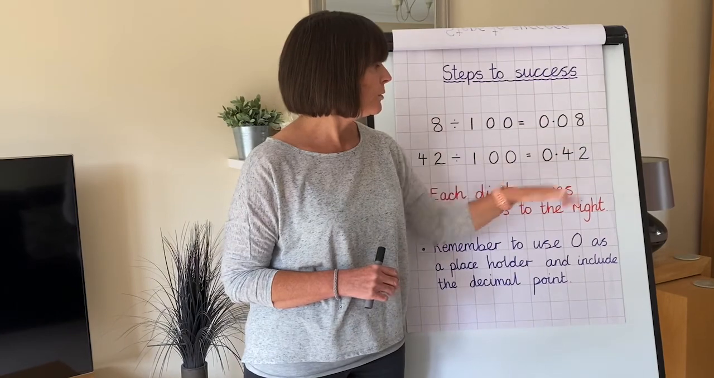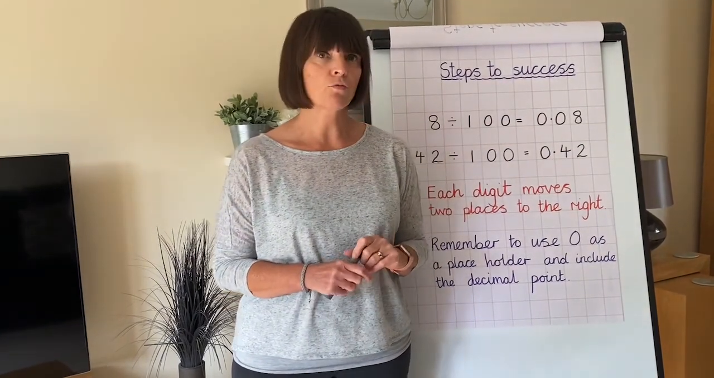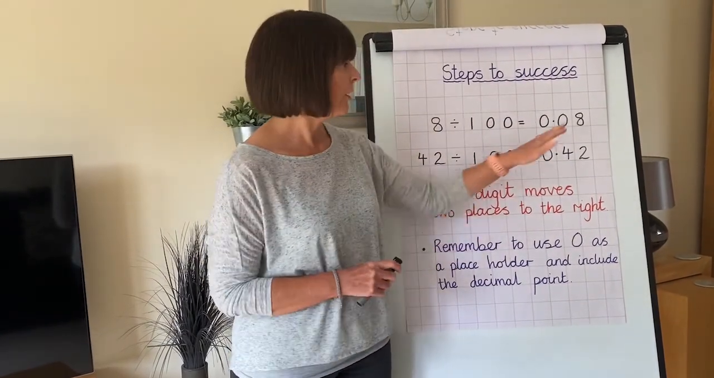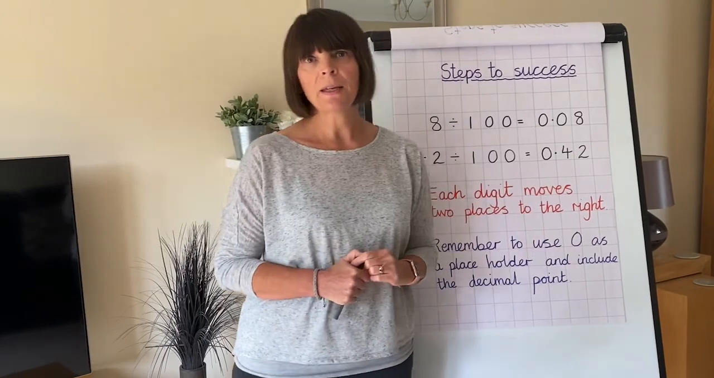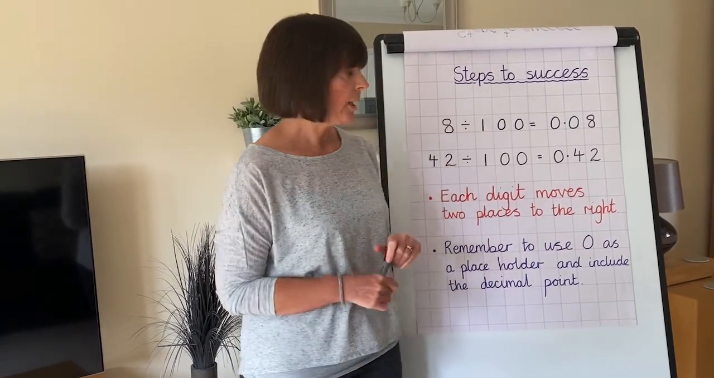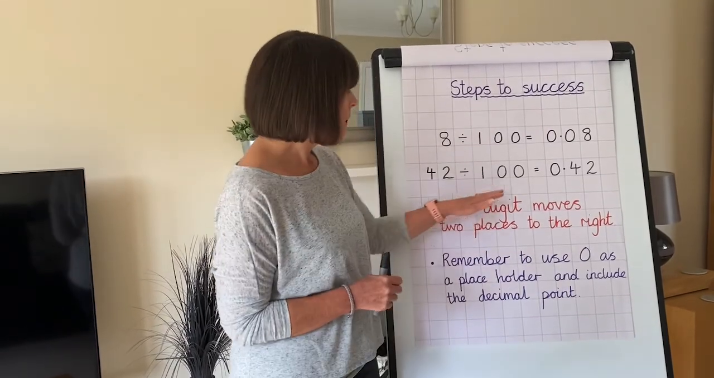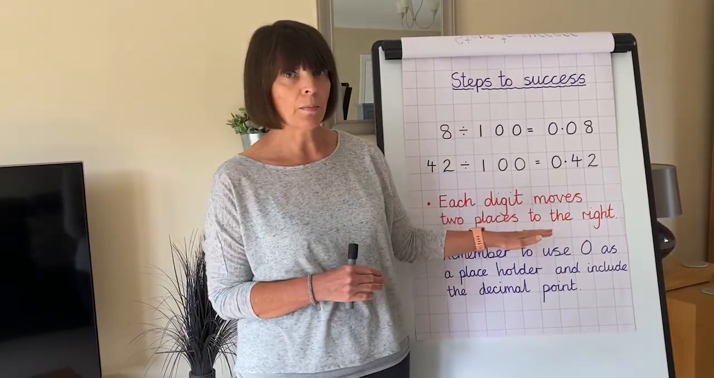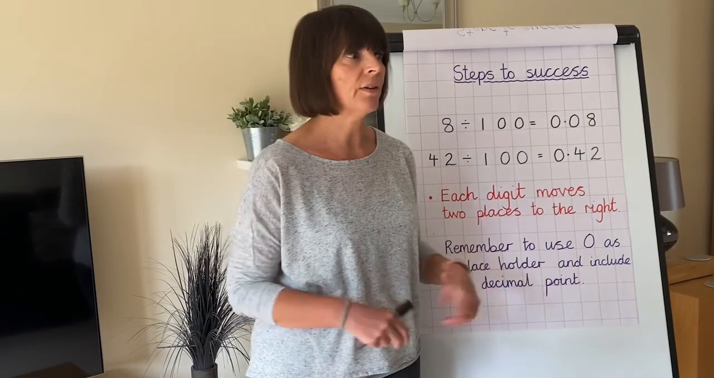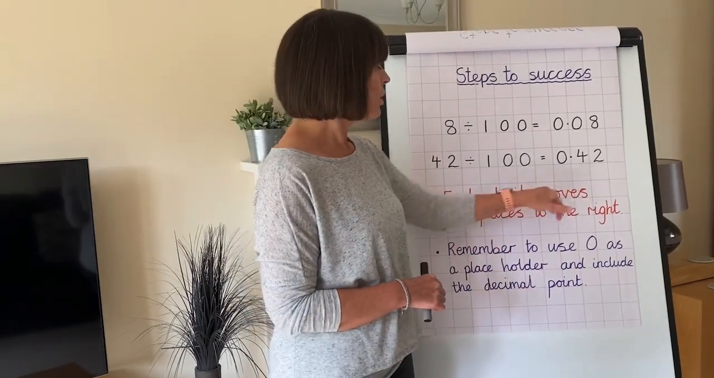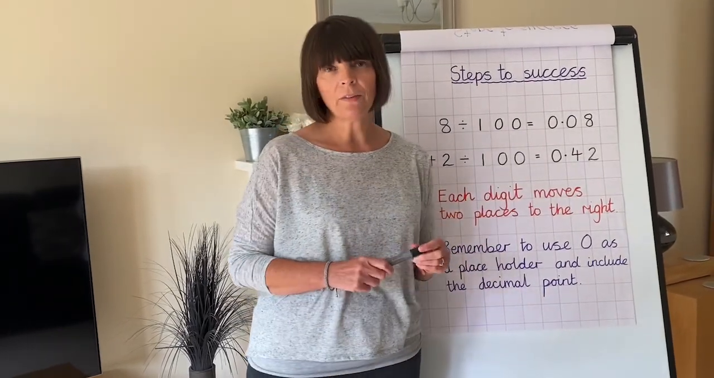Here we've used our learning from earlier to be able to write hundredths as decimals, and we're going to be developing that now in our chili challenges when we're going to look at dividing some numbers. So when we're dividing a 1 and 2 digit number by 100, or any number in fact by 100, each digit moves 2 places to the right.